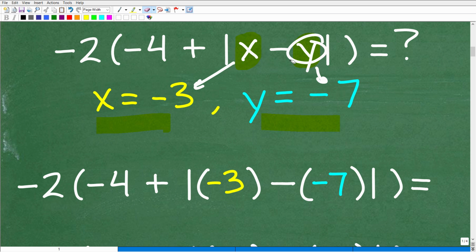So right here, there's a minus or subtraction operator right there. Okay, minus what? Well, whatever y is. So what is y? -7. So put parentheses and put that -7 inside parentheses.